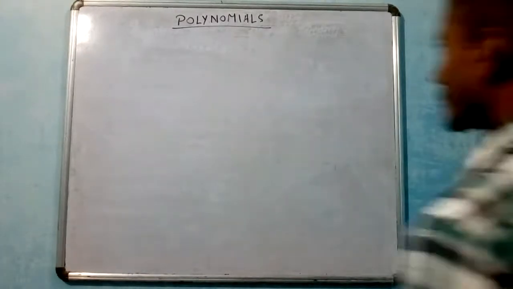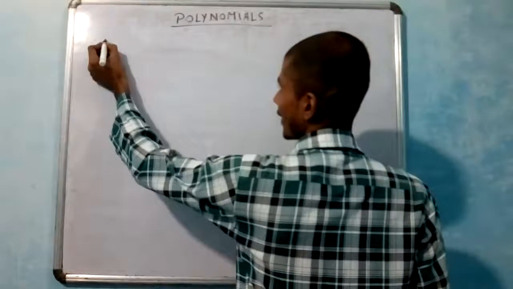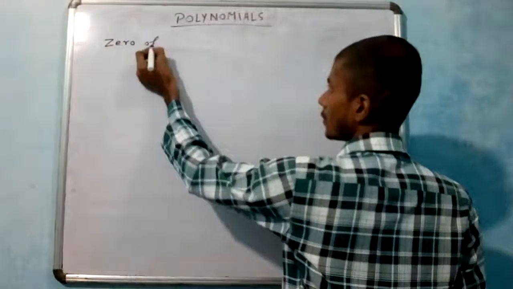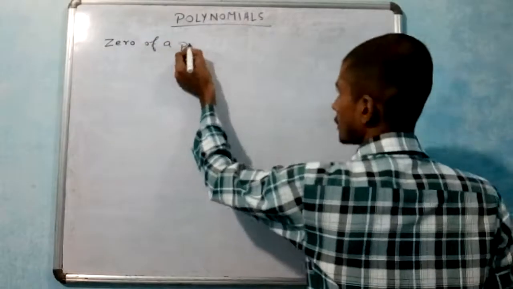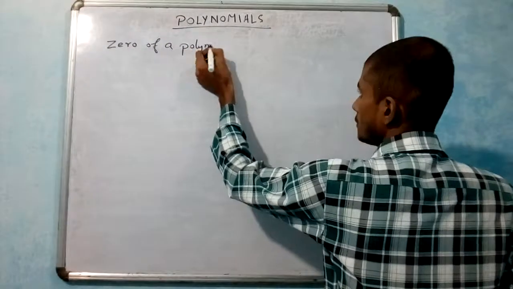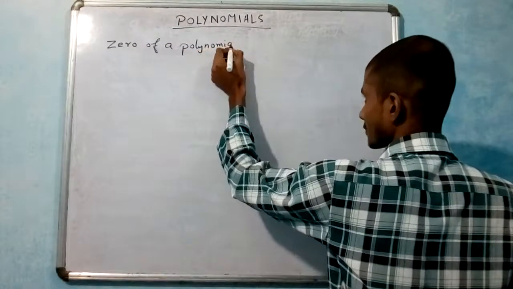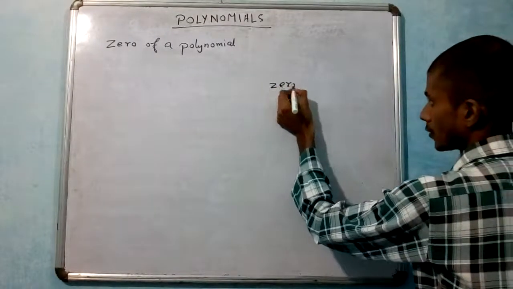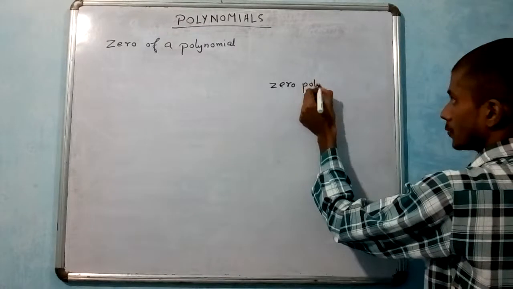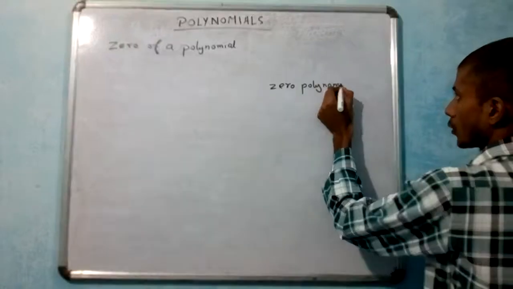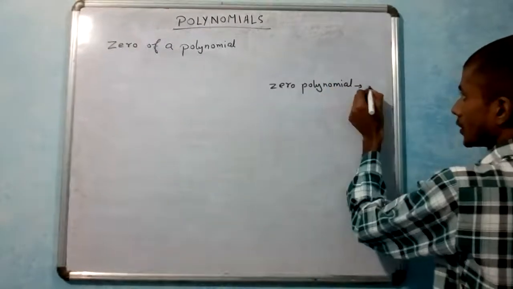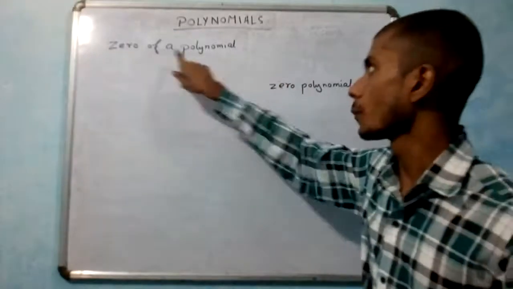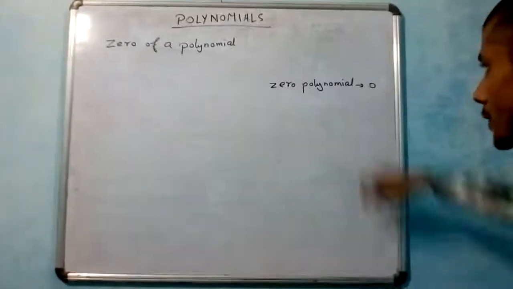Zero of a polynomial. The next topic. Now in the beginning, I told you something about the zero polynomial. What is a zero polynomial? It's nothing but zero. Don't confuse it with the zero of a polynomial. It is quite different here, okay? And this is different.